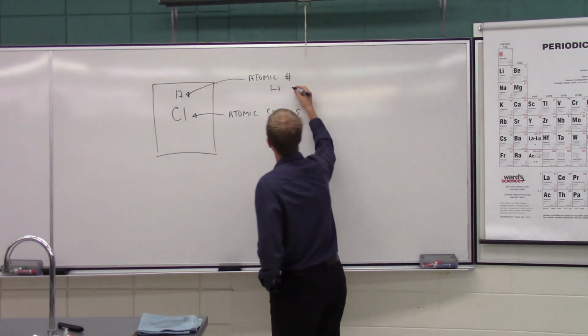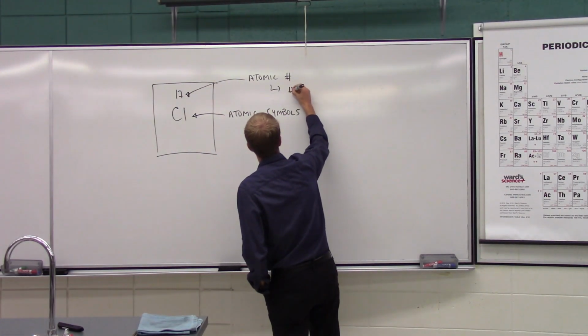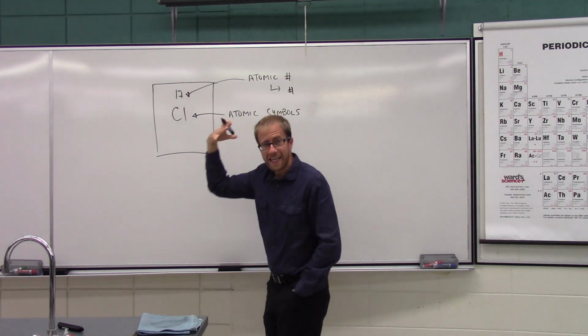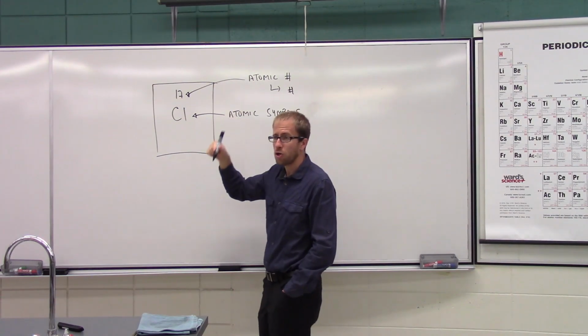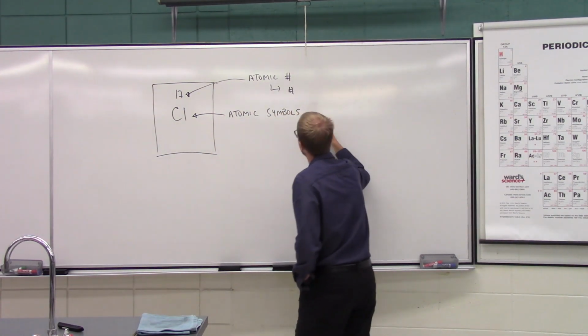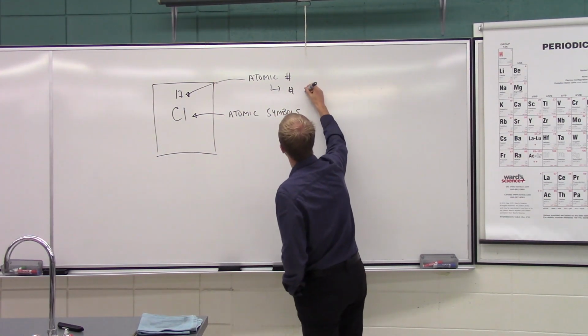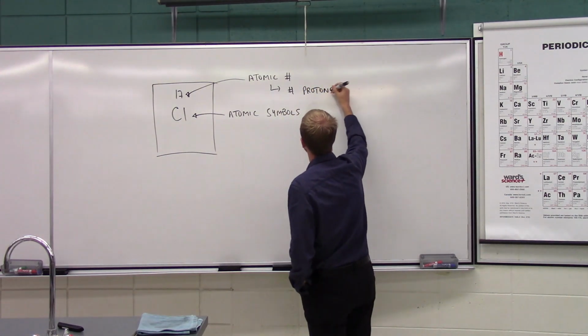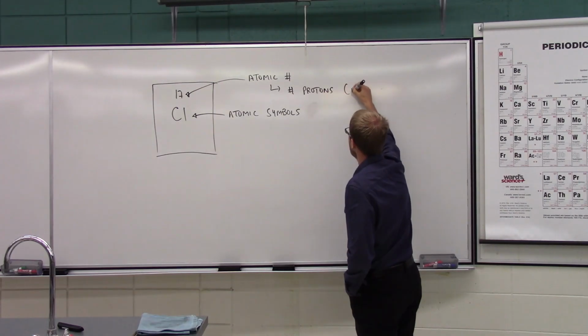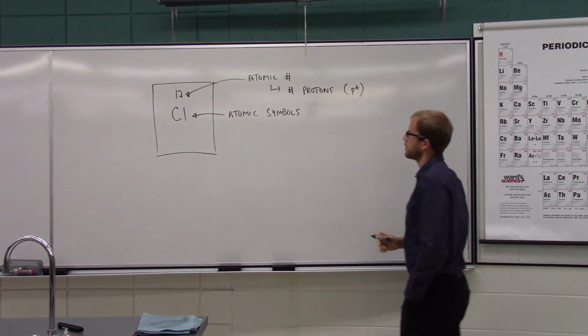Yeah, it tells you the number of protons. In fact, the only reason it's chlorine is the number of protons, right? And the number of protons determines what that element is. So this will be representative of the number of protons. Now, my shorthand for protons is p+.